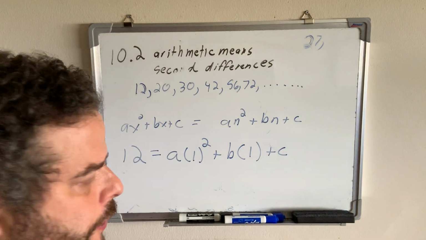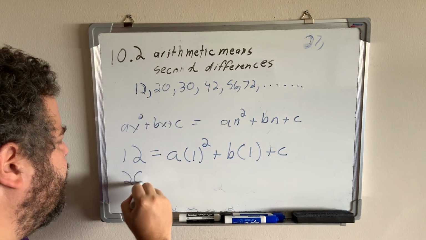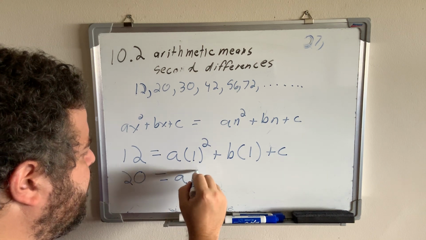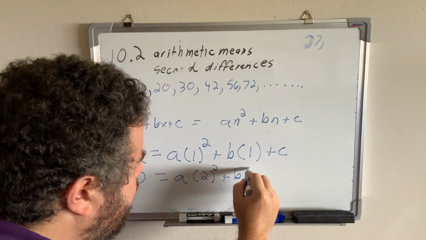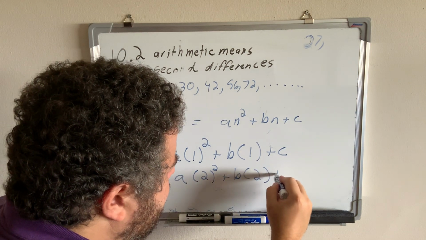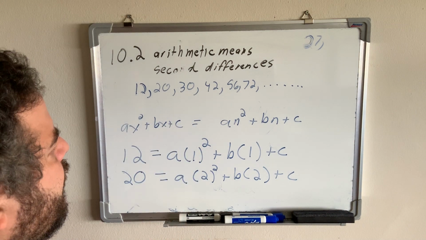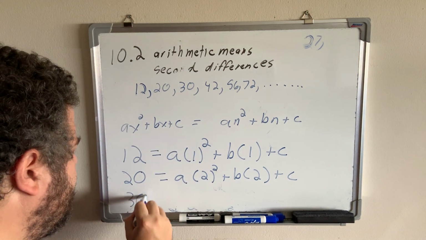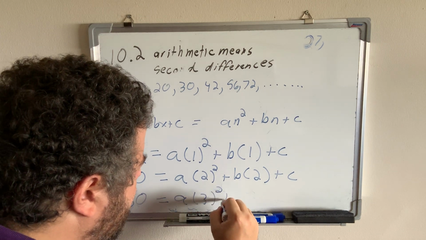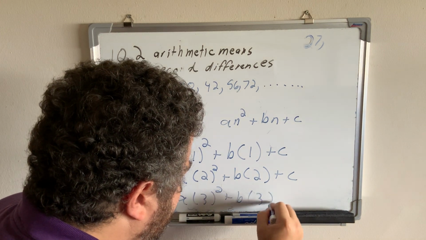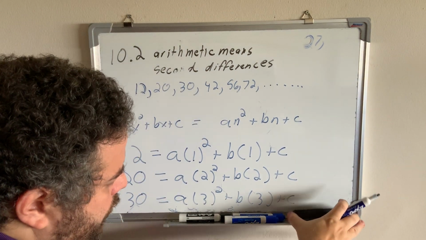I know that my second term is 20, and that's equal to a times the second term squared plus b times the second term plus c. I know that my third term is 30, and that is equal to a times the third term squared plus b times the third term plus c.